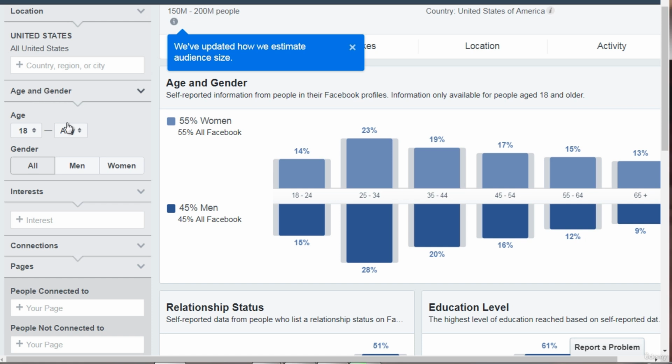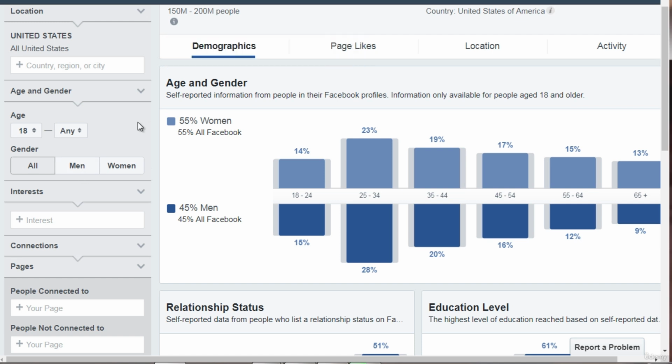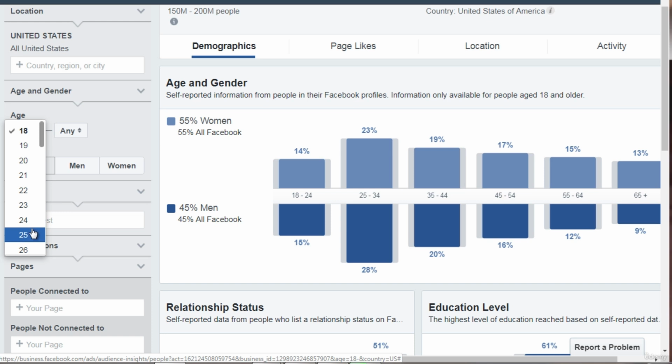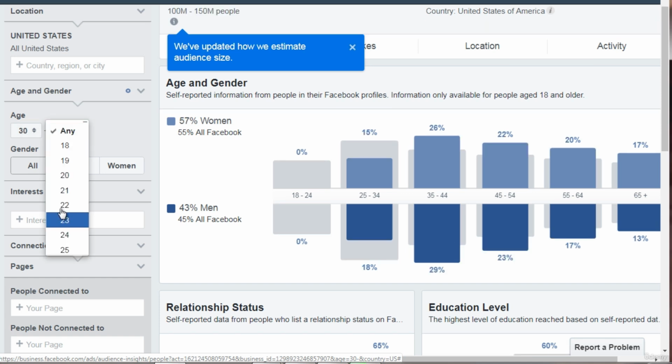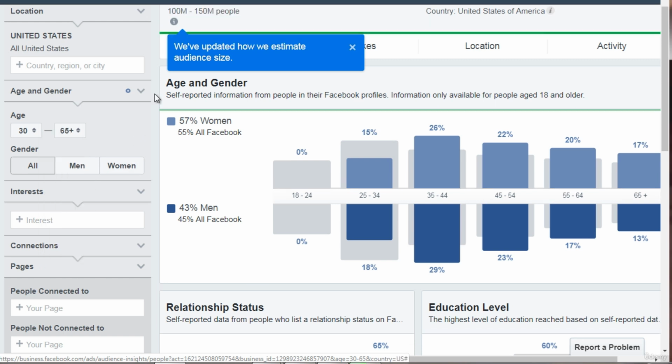And the next thing you can do is age and gender. So if you're targeting a niche, let's say that is mainly women, then you're going to want to click women here. But if it's mainly men, you want to click men here. And of course, if you're trying to target everybody, then it can be all, male and female. And if it's a specific age group, you can select the minimum age group. So let's say that we want to target anybody from 30 and up. So 30 and up. So this can be any. We can change this to 30 to 65 plus.